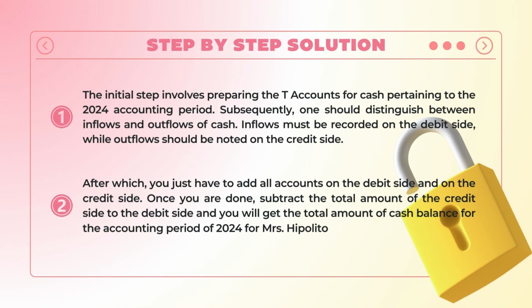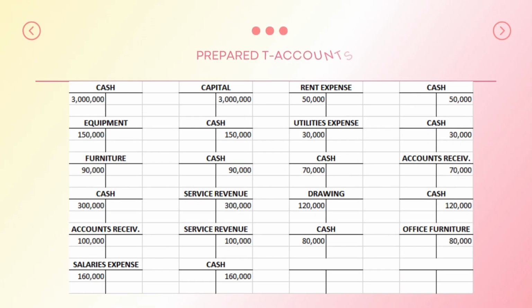On the next slide, we have your first step-by-step solution. Before anything else, first things first is to prepare the T accounts of each cash. So I have here presented the finished and prepared T accounts. To explain this to you, let us go back to our main problem. As we can see, Mrs. Hipolito invested $3 million to open her business.